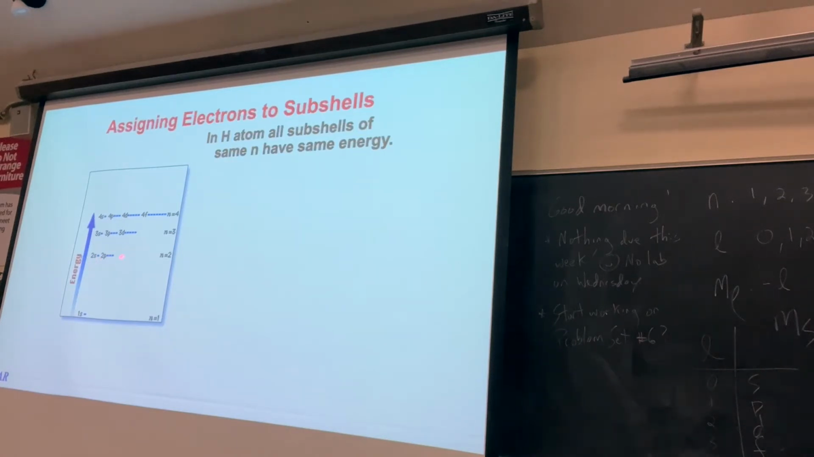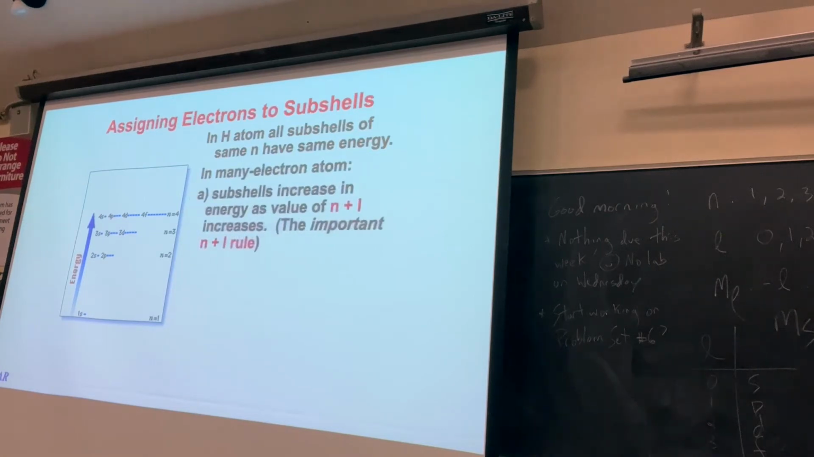We saw how when p means L equals 1, m sub L is negative 1, 0, plus 1, 3 m sub L values on the 2p subshell. So these are literally like the houses on the streets. First street, second street, third street. Second street has 2 houses, third street has 3 houses, etc. Right now, if you look at just n, all of those houses with their individual rooms shown would have the same energy. However, in the actual world, the n plus L rule plays a factor.